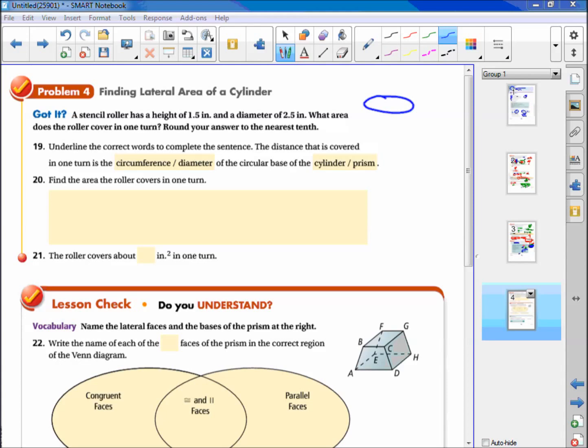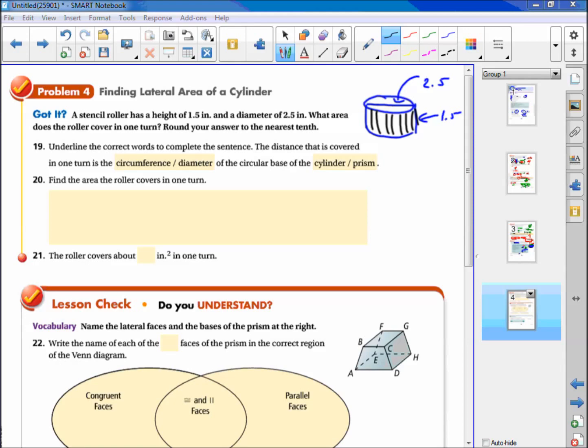All right, so we have a height of 1.5 inches and a diameter of 2.5 inches. Now, when we're rolling along, we're only going to stencil out the stuff that's around the side. So that's what we're looking for: the area covered by rolling it one time.